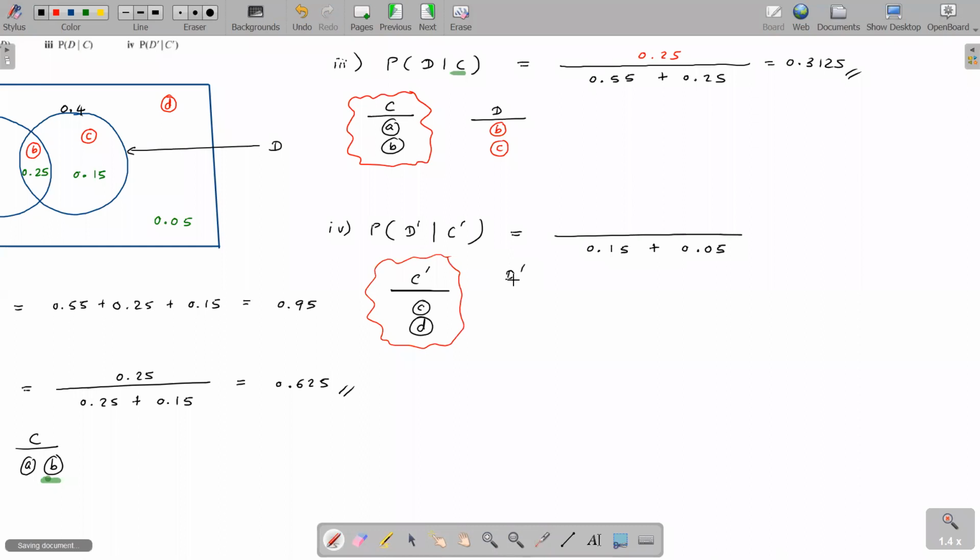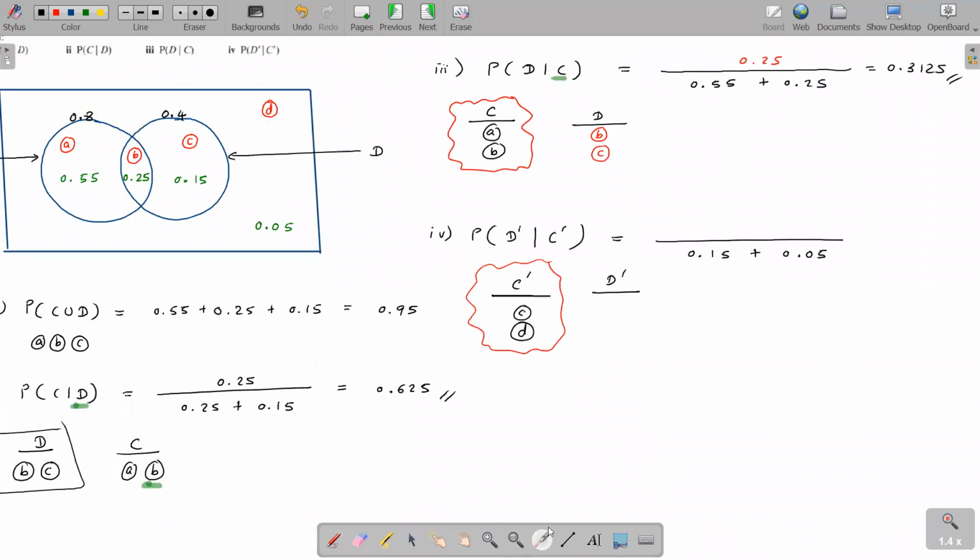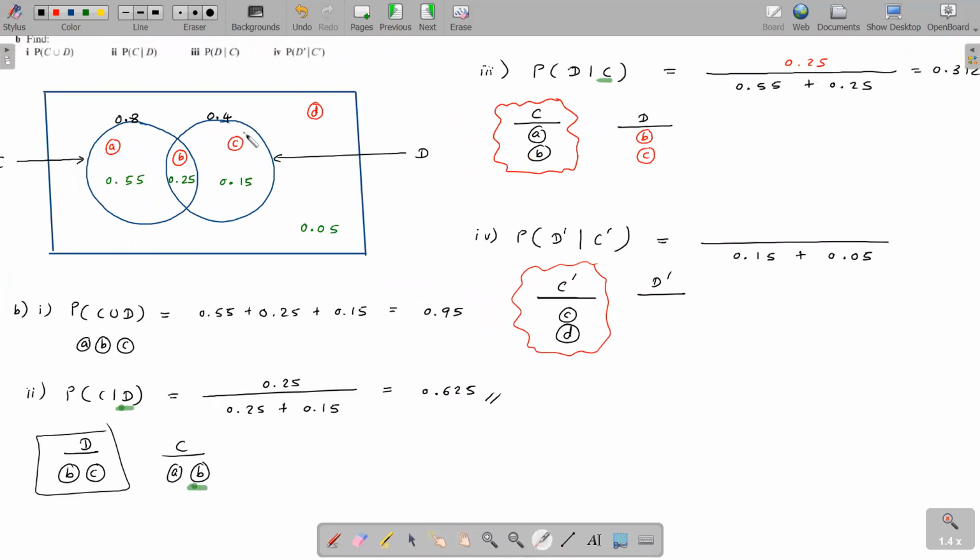So what comes for D dash? D dash, or D complement, corresponds to the regions outside of circle D. Inside circle D, I have region BC. Outside of circle D, I have the regions A and D. Can you guys see? D dash: outside of the circle D, I have the regions A and D.